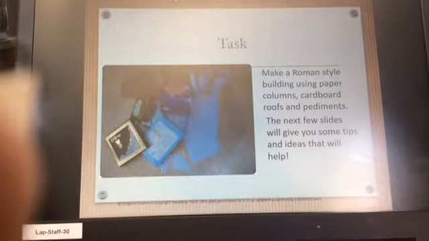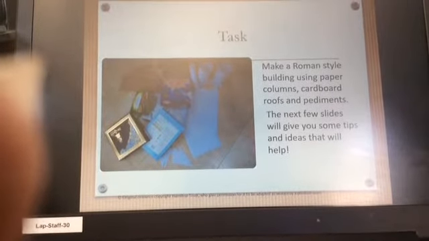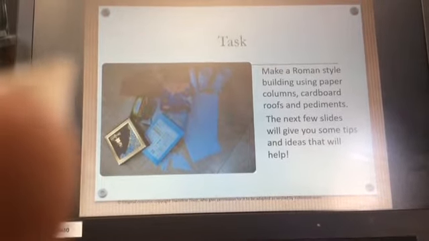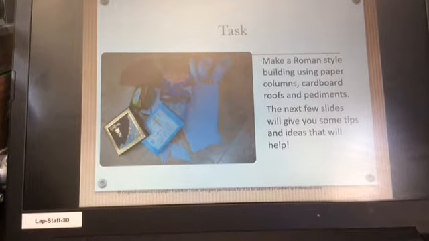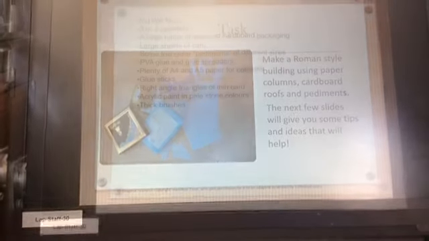And then this bit here at the top, with the triangle bit, that is the pediment. So your task is to make a Roman style building using paper columns, cardboard roofs and pediments. And the next few slides will give you some tips and ideas that can hopefully help you achieve that.